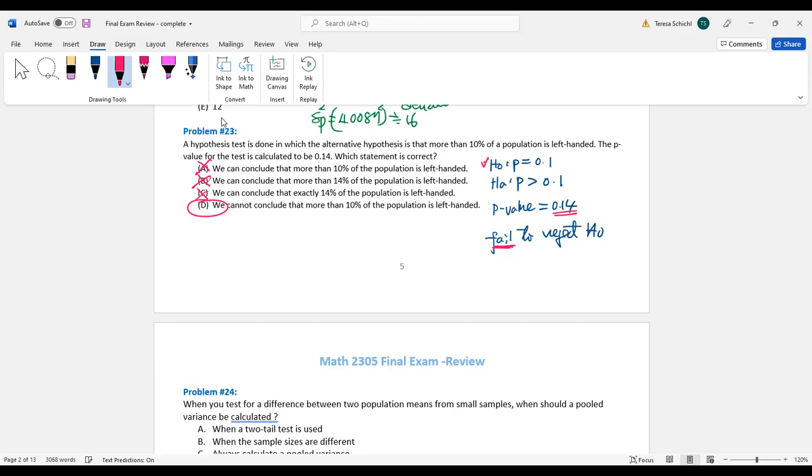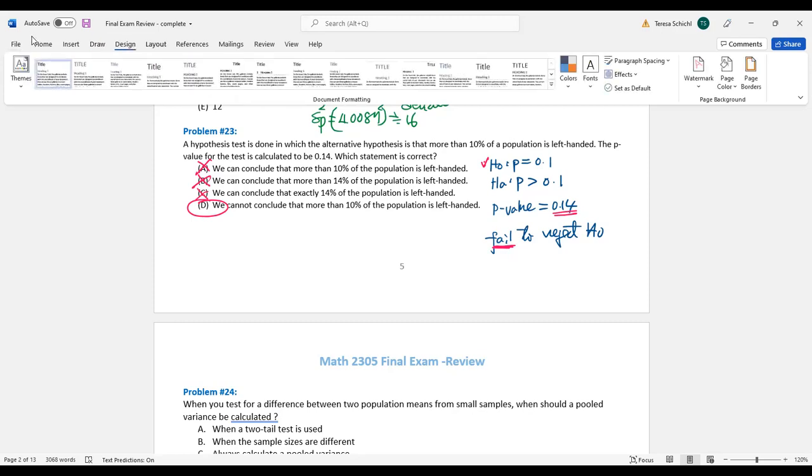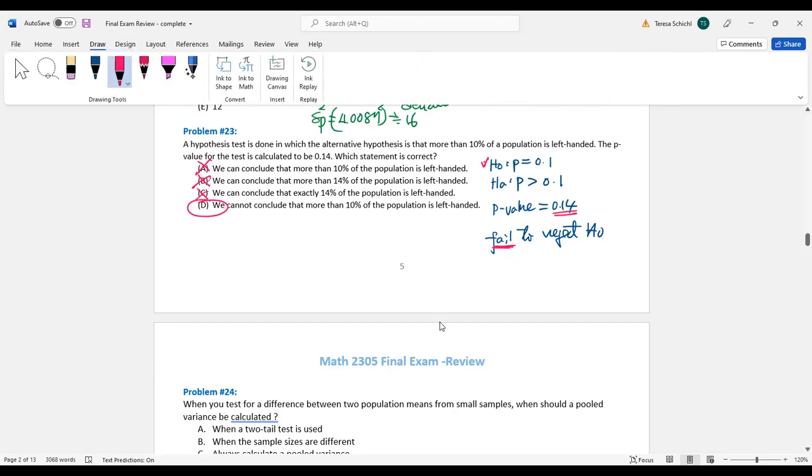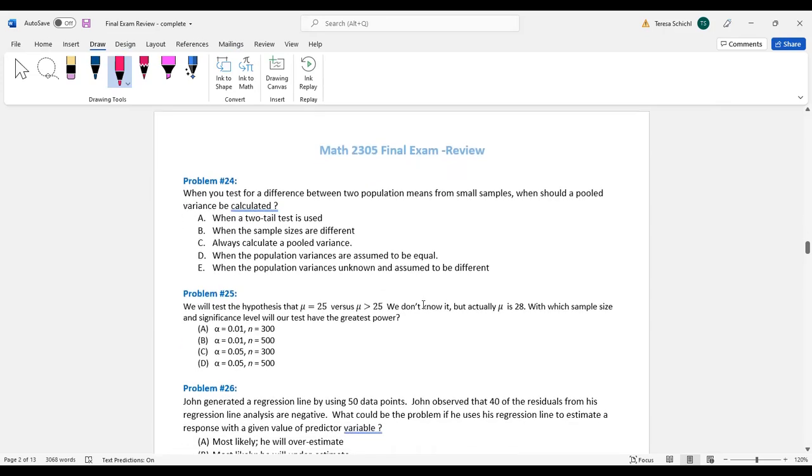That means we stayed here. So that's why we said H0. So that means we cannot support more than 10% is left-handed. All right, now let's take a look at number 24 here.